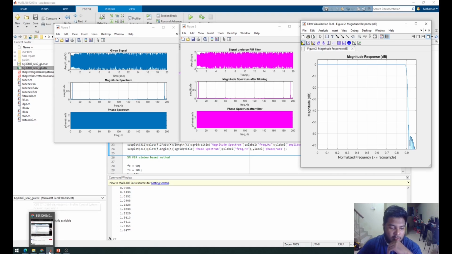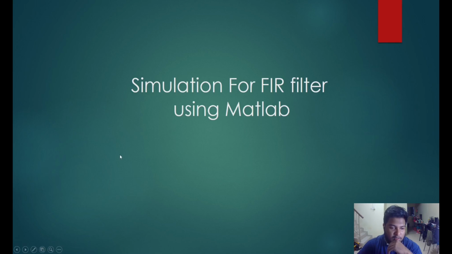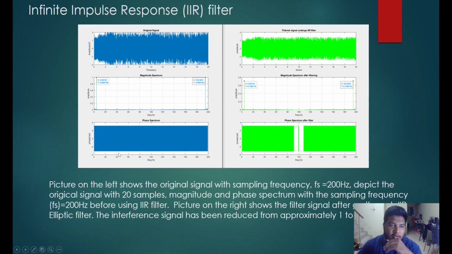Next, we're going to continue to the infinite impulse response, which is the IIR filter. The picture on the left shows the original signal with sampling frequency fs equal to 200 Hz. It defines the original signal with 20 samples. Magnitude and phase spectrum with the sampling frequency fs of 200 Hz before using the IIR filter.